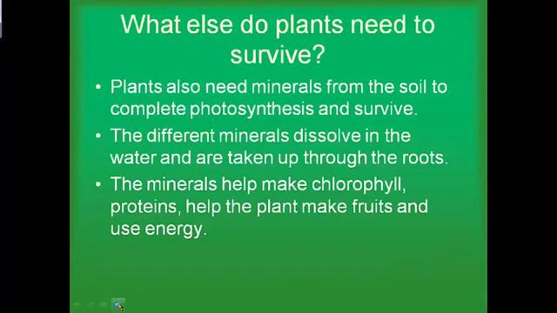What else do plants need to survive? Well, we're not going to go into a lot of detail right now. We're going to cover this later on in the unit, but plants also need minerals to survive. They use minerals for making chlorophyll. They use minerals for growth. They use minerals for tissue development. They use minerals for making fruit. They use minerals for creating proteins. So they do need minerals. We'll talk more later on about what types of minerals.